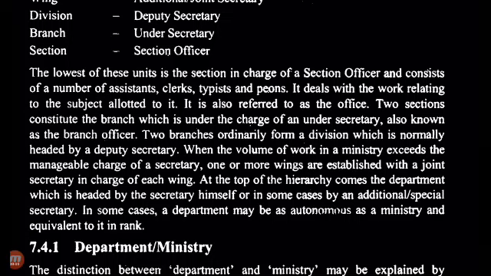Two sections constitute the branch, which is under the charge of an under secretary, also known as branch officer. Two branches ordinarily form a division, which is normally headed by a deputy secretary. When the volume of work in a ministry exceeds the manageable charge of a secretary, one or more wings are established with a joint secretary in charge of each wing. At the top of the hierarchy comes the department, which is headed by the secretary himself, or in some cases by an additional or special secretary.